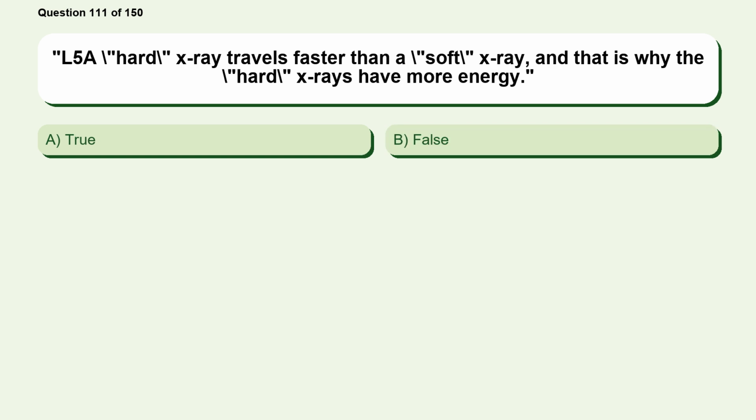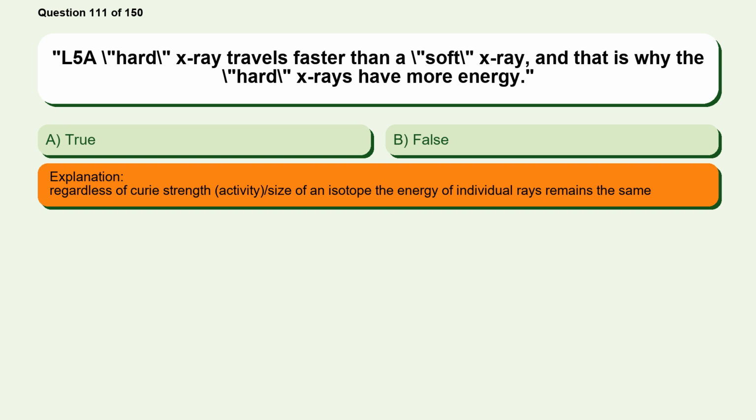Question 111. A hard X-ray travels faster than a soft X-ray, and that is why the hard X-rays have more energy. Option A, true. Option B, false. The correct answer is option false. Regardless of Curie strength, activity, size of an isotope, the energy of individual rays remains the same.